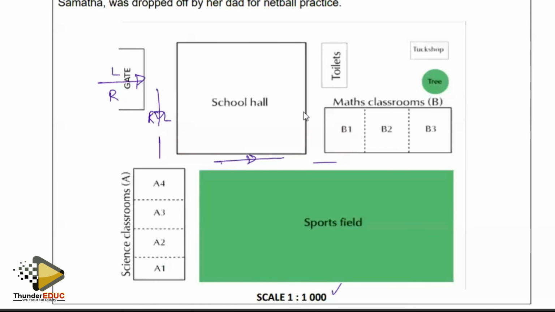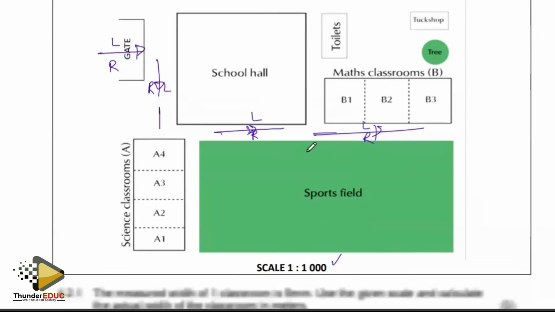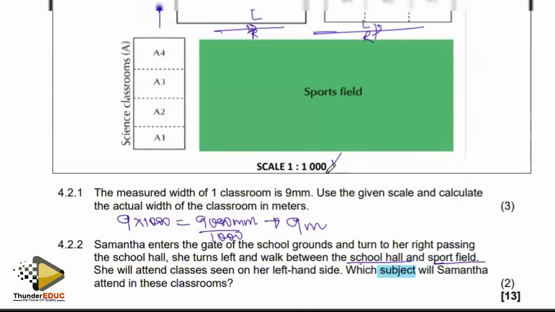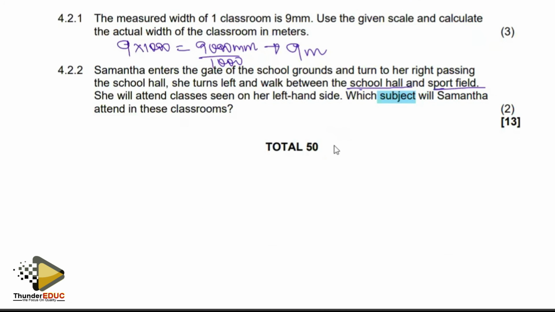Remember, I told you she comes right. Then when she's here, this is the right, left. She's here, left, right. So the field is on the right side and the class is on the left. So they're asking you which subject, don't write the classroom, which subject will she attend in these classrooms? So we're answering the subject. The subject is mathematics or maths. Someone can say maths, or mathematics.